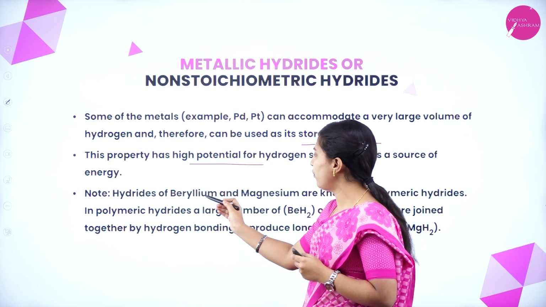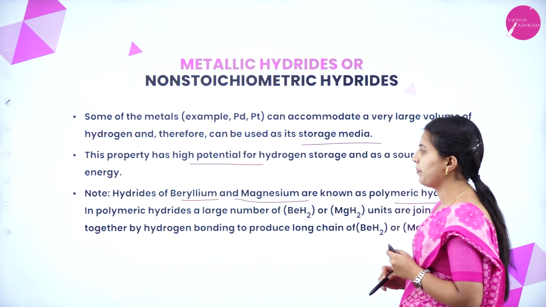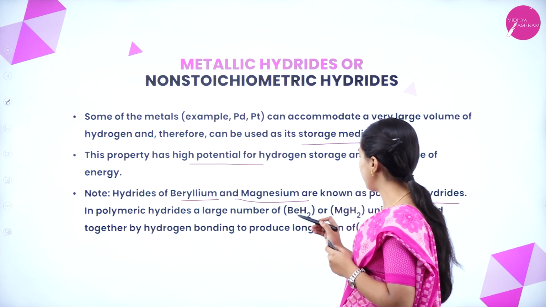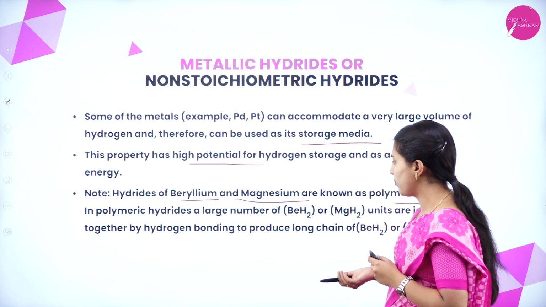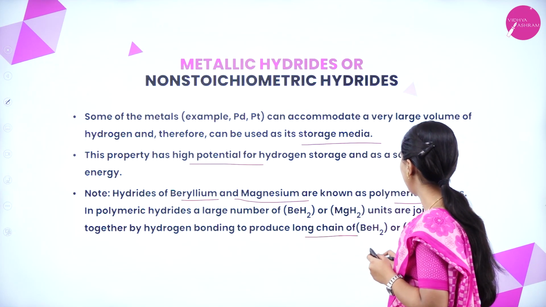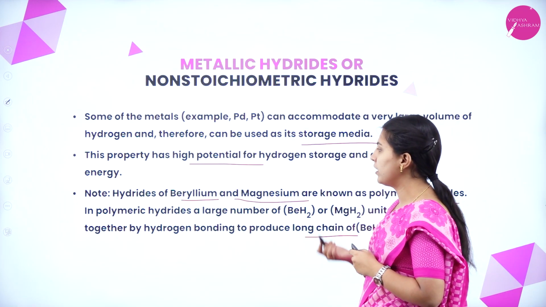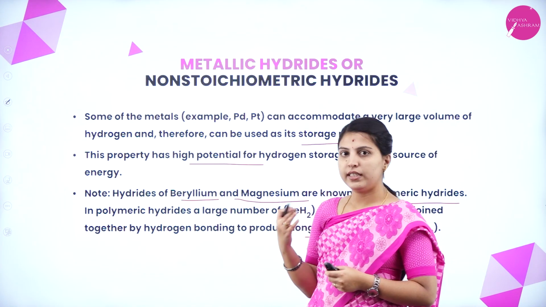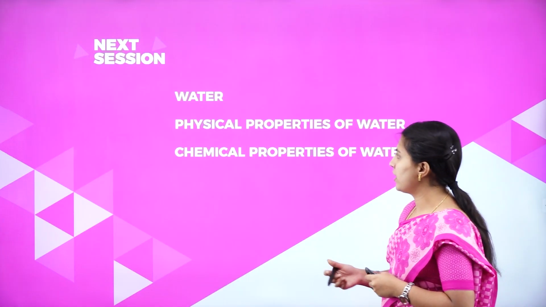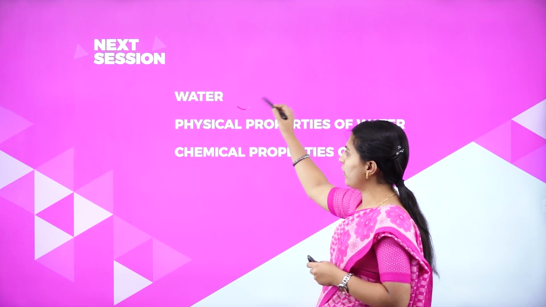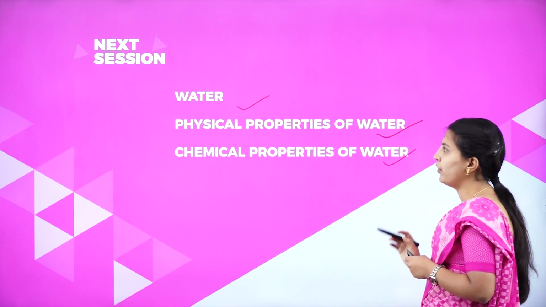Here note, hydrides of beryllium and magnesium are known as polymeric hydrides. In polymeric hydrides, a large number of units are joined together to produce a long chain of beryllium hydride or magnesium hydride. That is polymeric hydride. Till now, we have seen the various kinds of hydrides. In the next session, we will see water, the physical properties of water and the chemical properties of water.